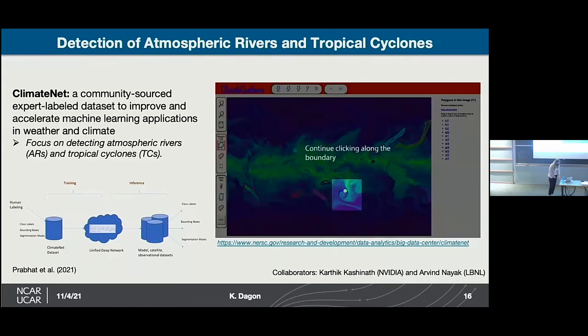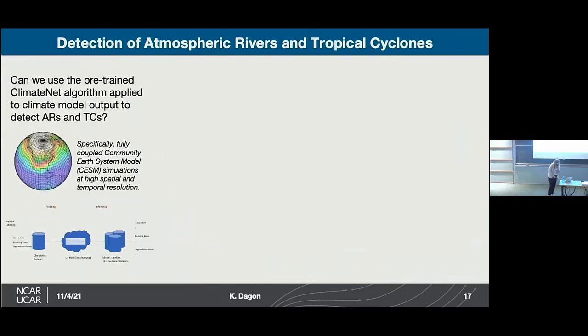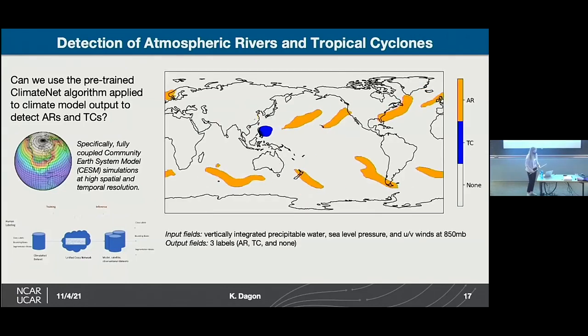We'd like to apply this trained network to our climate model output, specifically fully coupled CESM simulations at high spatial and temporal resolution. When I say high spatial resolution, I mean about a 1/4 degree, and high temporal resolution, I mean between 3 and 6 hourly output. The first question was, can we apply this trained algorithm to the climate model output and actually detect these events? It turns out we can, which is great.